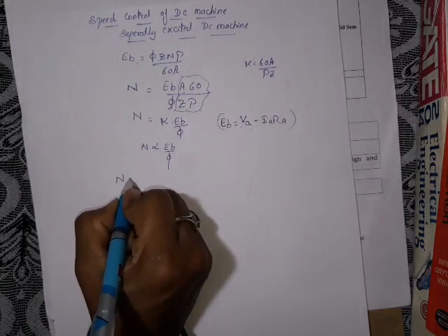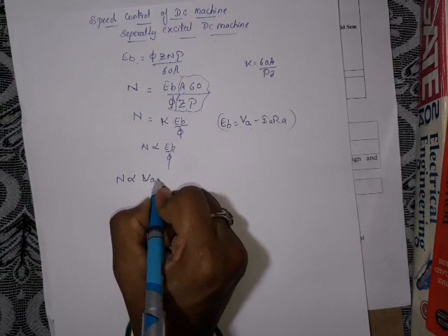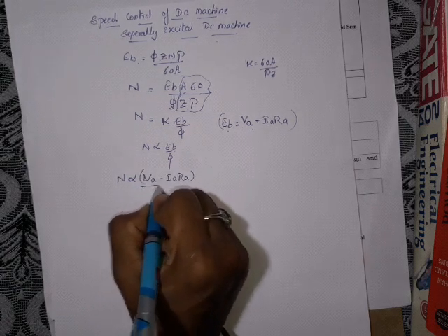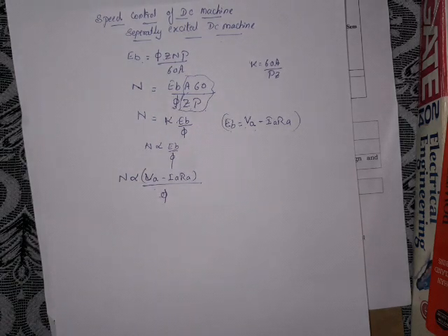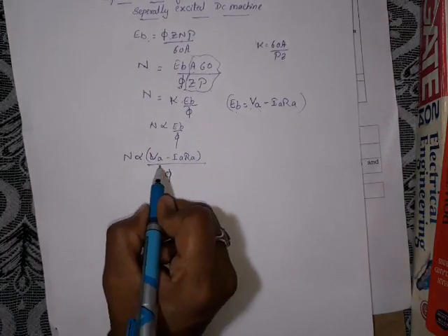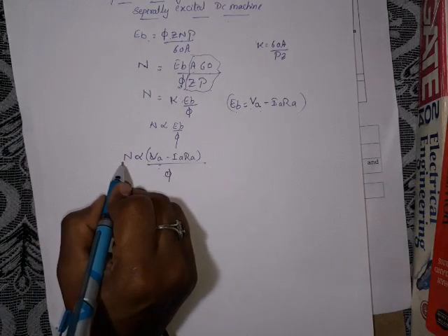What happens? N is directly proportional to VA minus IARA divided by phi. When you observe this equation, we are not changing the load. We need to vary the speed.